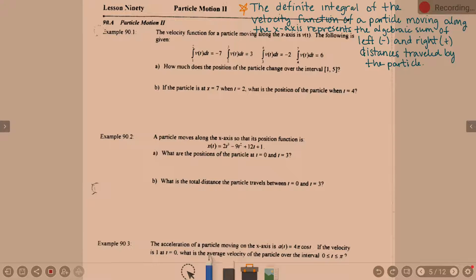Particle motion part 2. We did part 1 at some point. I don't remember when at this point, but it might have even been via video and I wasn't here because I've done some of these via video. But okay, so particle motion.